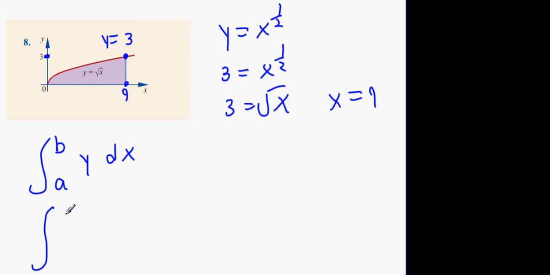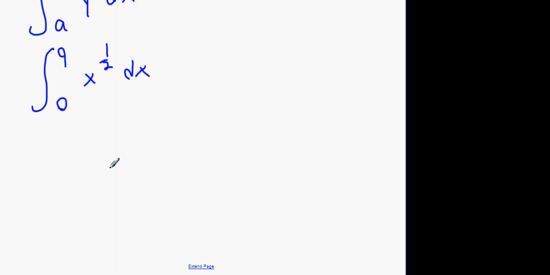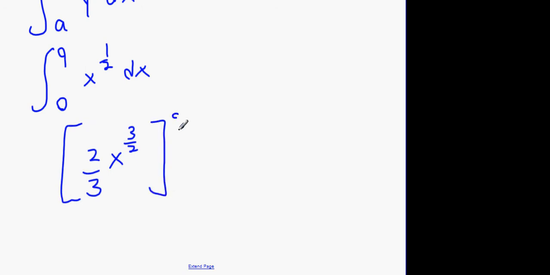So it's going to be the integral from 0 to 9 of y, which is x to the power of a half, dx. We're going to integrate that. When we integrate that, we add 1 onto the power, and because the new power is a fraction, we turn the fraction upside down at the beginning. And there is our integral from 9 to 0. Once again, because the second integral has a 0, it's going to turn out to be 0.